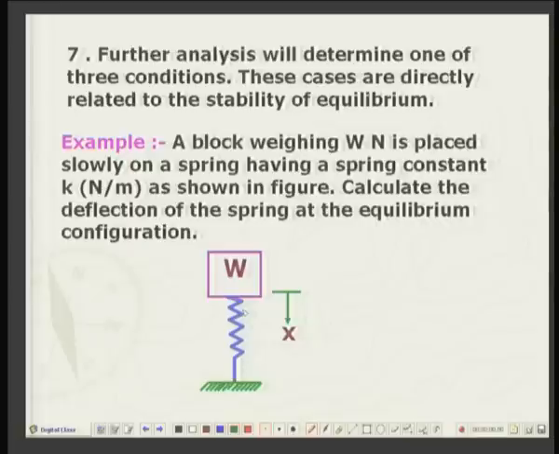Now let's take up a couple of examples to illustrate our principles. Suppose here is a block of weight W, which is slowly made to rest on a spring. So the spring will be under compression. The spring constant is K newtons per meter of deflection of the spring. Calculate the deflection of the spring at the equilibrium configuration. When you have slowly placed it, the mass will go down, and what is the equilibrium position of the mass?